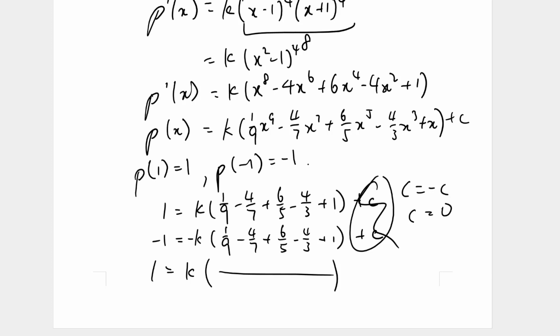And what does the question want? The question wants p of x, so you have to write p of x properly. P of x is just k times that thing, and the c is 0, remember. So p of x equals 315 over 128 times (1 over 9 x to the 9 minus 4 over 7 x to the 7 plus 6 over 5 x to the 5 minus 4 over 3 x cubed plus x), and there you go.